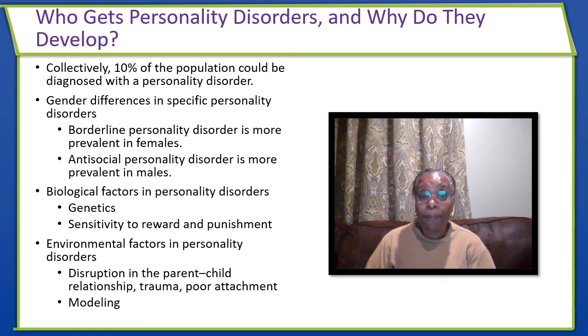Some of the biological factors we see are genetic predispositions, as well as sensitivity toward reward and punishment with both of these disorders. And then there are also environmental factors that we have to look at in terms of parent-child relationships. Were there any traumas present? When we talk about attachment, was there a secure attachment, or negligence, and things like that? We also have to look at cognitive structuring and modeling. Are we looking at operant reinforcements in terms of modeling? Was there appropriate modeling occurring?